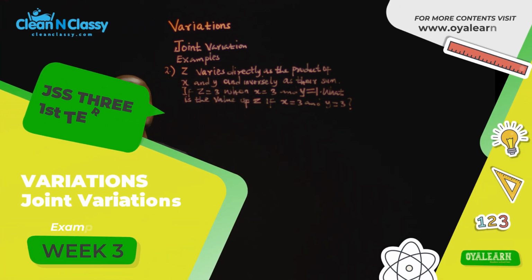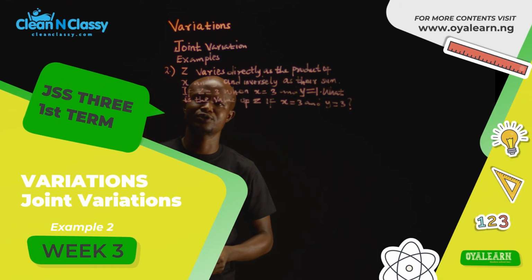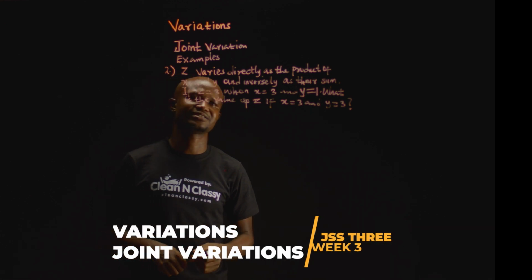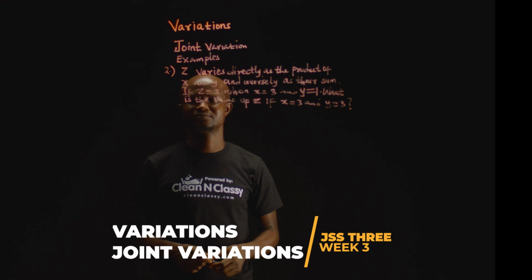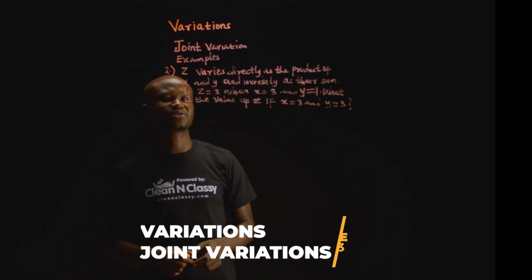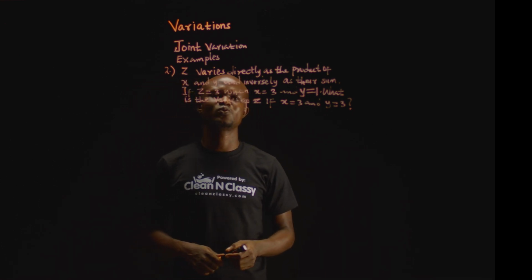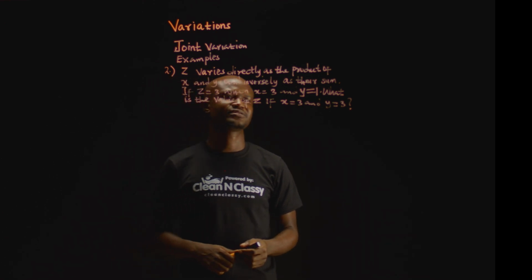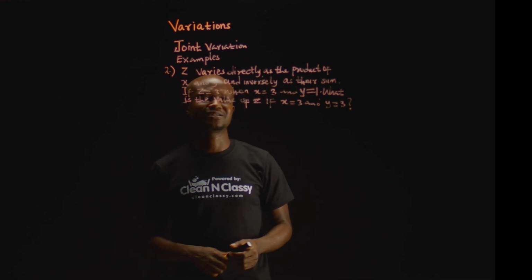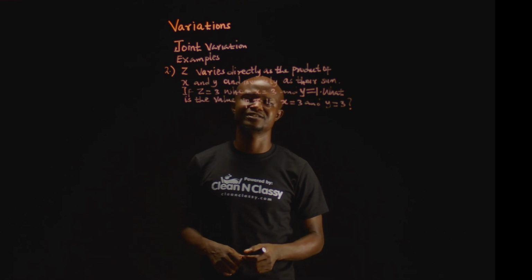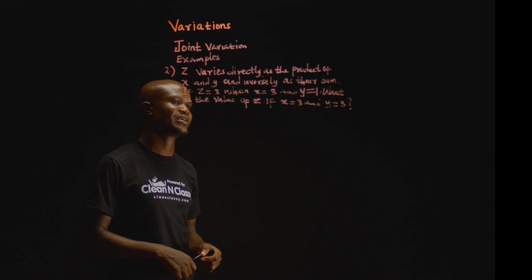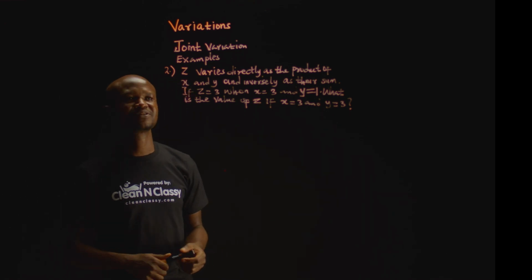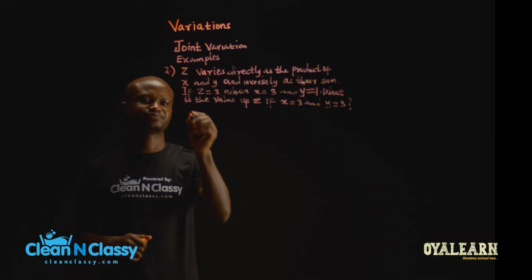Z varies directly as a product of X and Y, and inversely as their sum. If Z equals 3 when X equals 3 and Y equals 1, what is the value of Z if X equals 3 and Y equals 3? Now, solution to the problem.